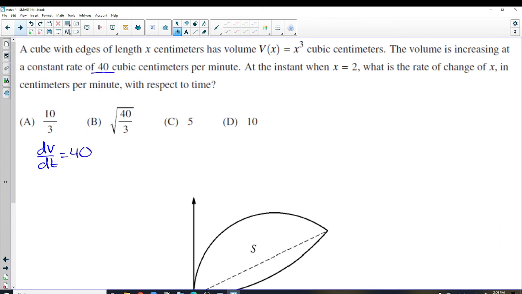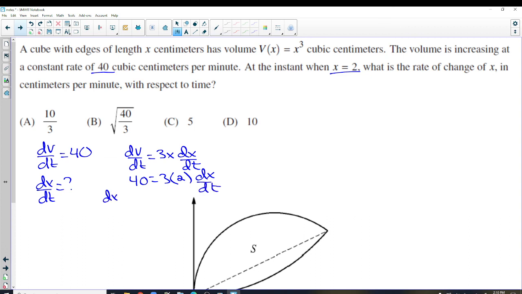At the instant when x is equal to 2, what is the rate of change of x? So what is dx/dt? That's what they're asking, in centimeters per minute with respect to time. So dV/dt is equal to 3x dx/dt. So 40 is equal to 3 times 2, and dx/dt is what I'm trying to find.